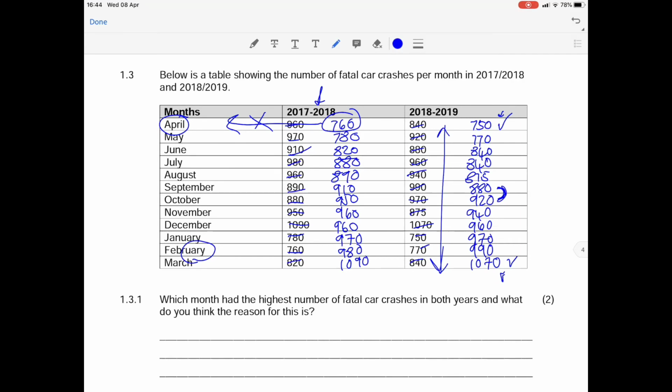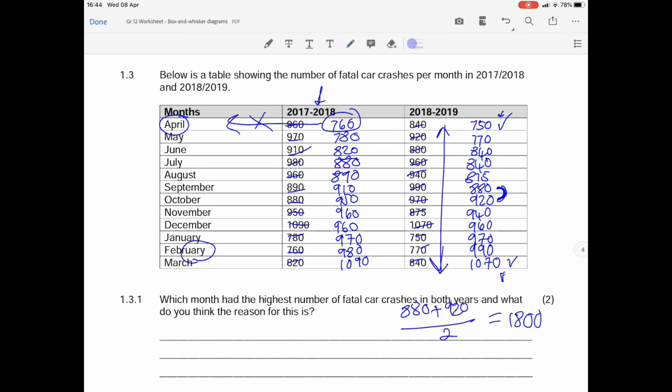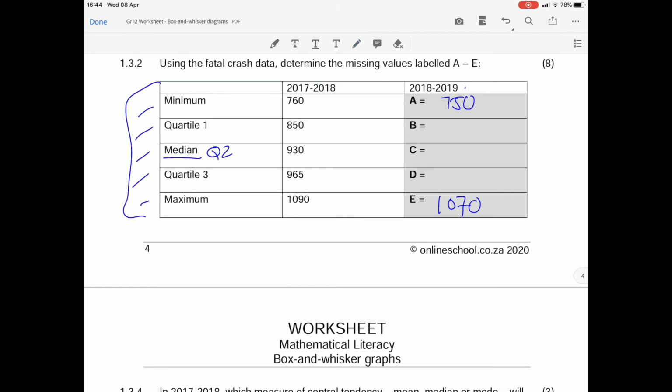And what is your formula or your tool for working out the median? You take 880 plus 920 and you divide it by 2. And 880 plus 920 gives you a value of 1800. You divide that by 2 and you will get a value for your median of 900.